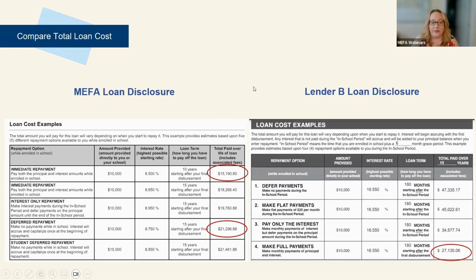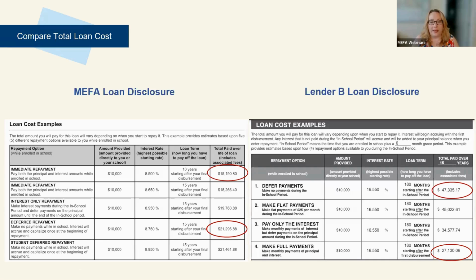Then if you're looking at the deferred option, we'll look at the MEFA deferred option over 15 years. Again, at the highest rate at 8.75, still well below the Federal Plus loan at 9.08%. It's a little over $21,200. So that's the maximum you would pay if you made minimum payments. Now, most education loans, such as MEFA, do not have prepayment penalties, so you can pay down the loan sooner, double up your payments to save some in interest. But this just shows you what it could be.